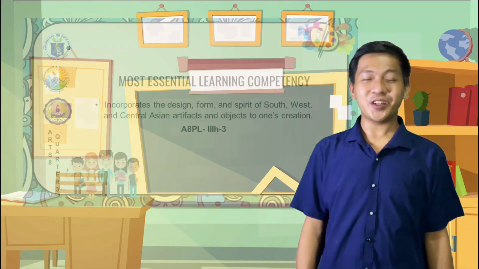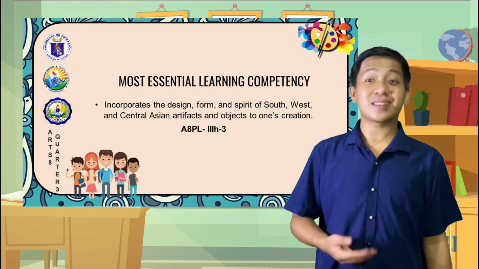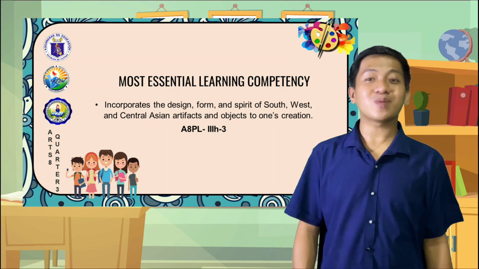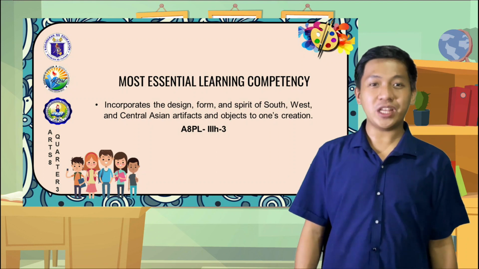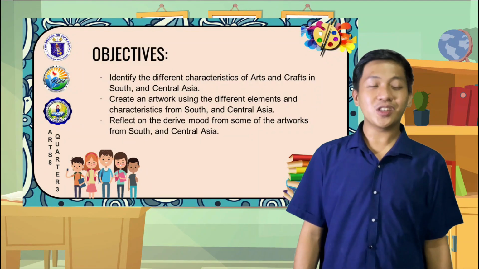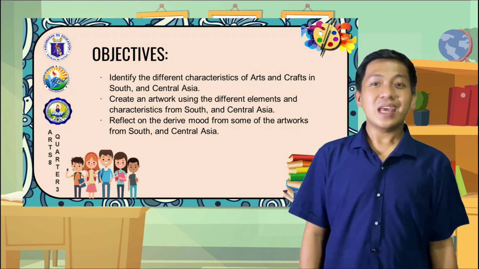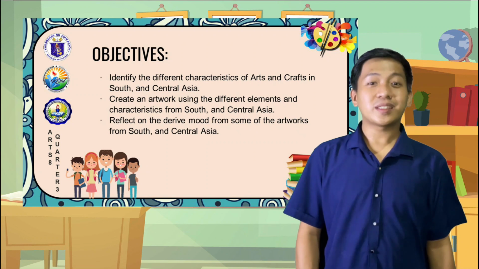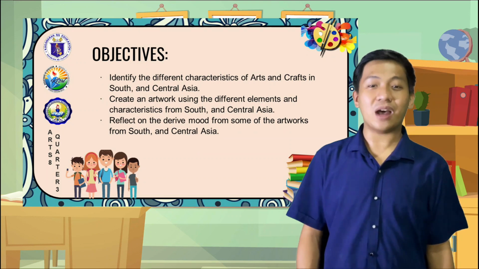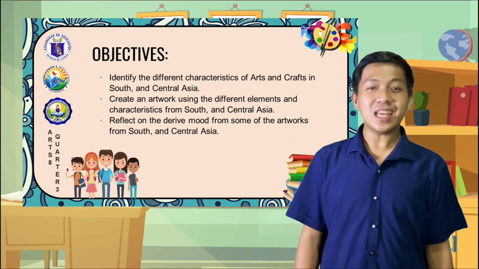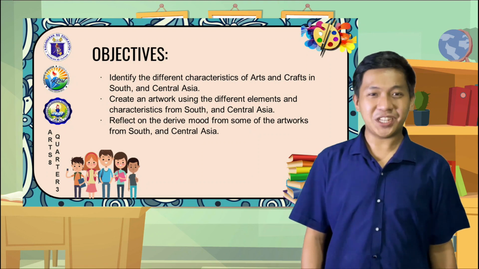To begin with our lesson, here's our most essential learning competency. Incorporates the design, form, and spirit of South, West, and Central Asian artifacts and objects to one's creation, with the following objectives. 1. Identify the different characteristics of arts and crafts in South and Central Asia. 2. Create an artwork using the different elements and characteristics from South and Central Asia. And lastly, reflect on the derived mood from some of the artworks from South and Central Asia.